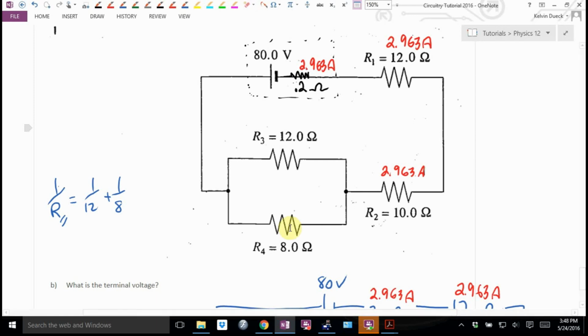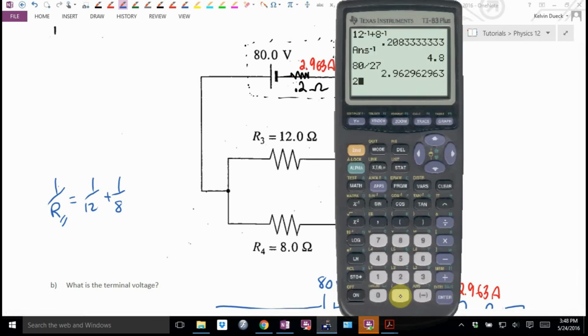Why? I times R. And since R is 10, even Clay, while yawning, can do this in his head. 29.63 volts. I times R for the next one is 2.963 times 12, which is 35.556.